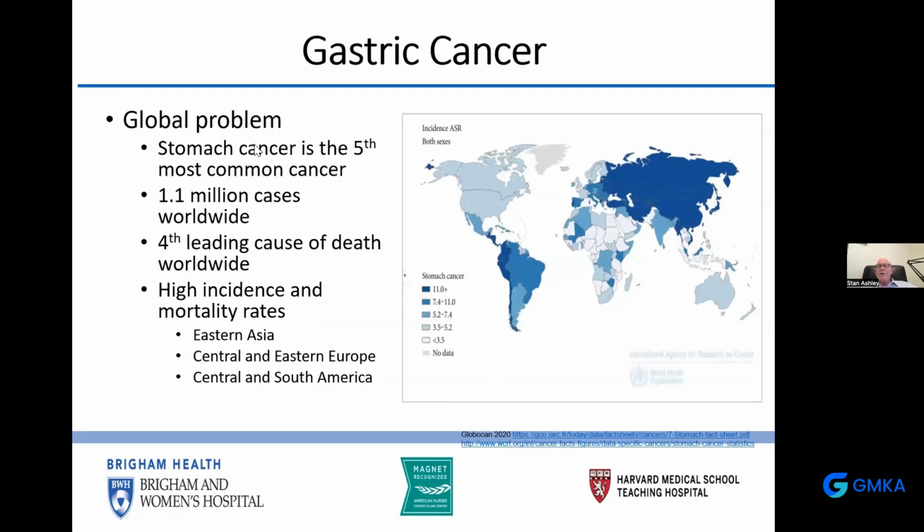So gastric cancer, I think a much more significant problem in Ukraine than it is in the US. It's still the 5th most common cancer worldwide, 1.1 million cases, 4th leading cancer cause of death worldwide, and high incidence and mortality rates in Eastern Asia, Central and Eastern Europe, Central and South America.